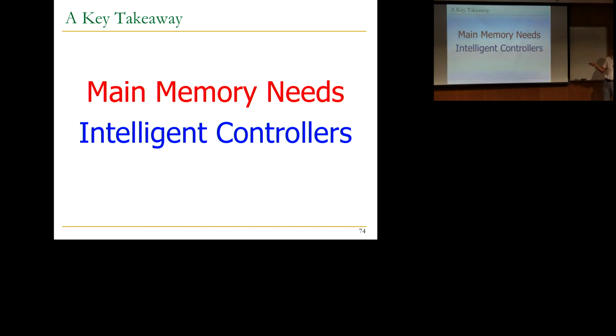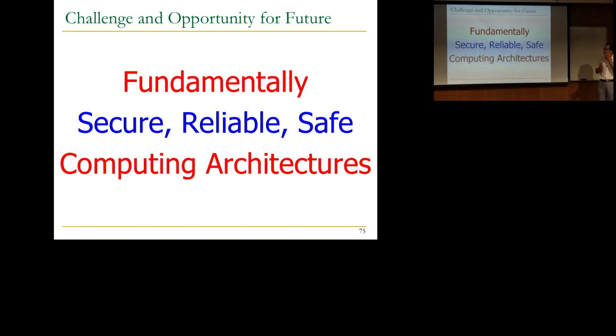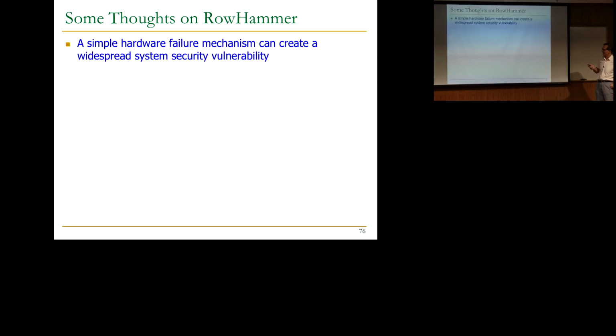So we said that main memory needs intelligent controllers, and we were going to talk more about security, reliability, and safety, and that's interaction, especially with respect to memory. But before I move on, I want to give you some thoughts on row hammer. We covered a lot of this, actually. There's a lot more research going on in row hammer.